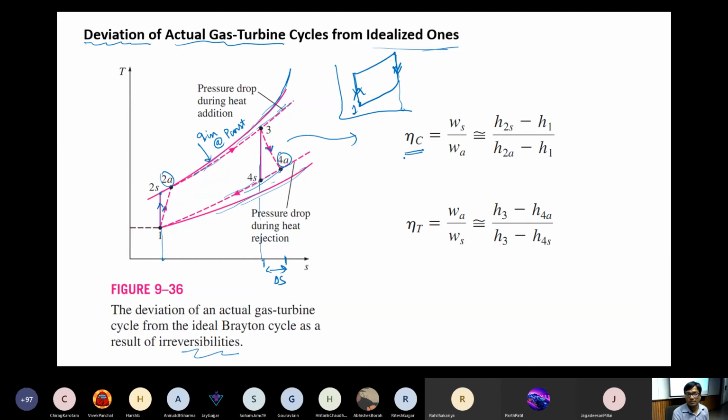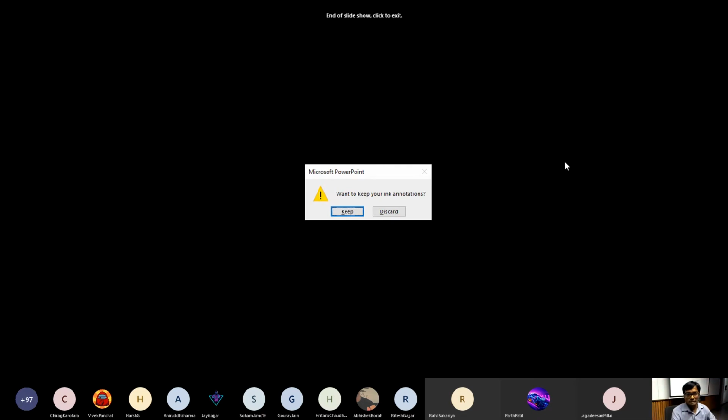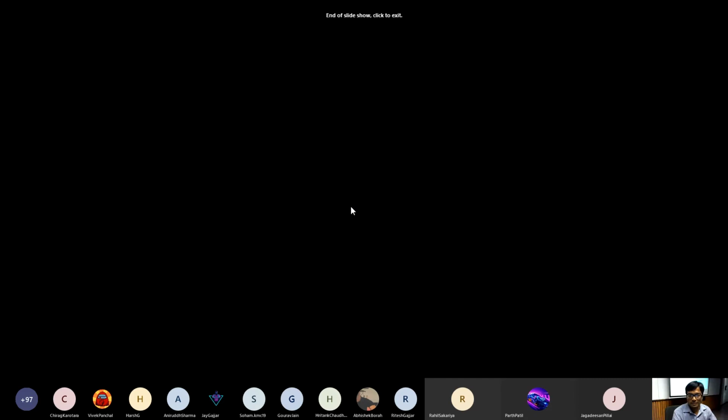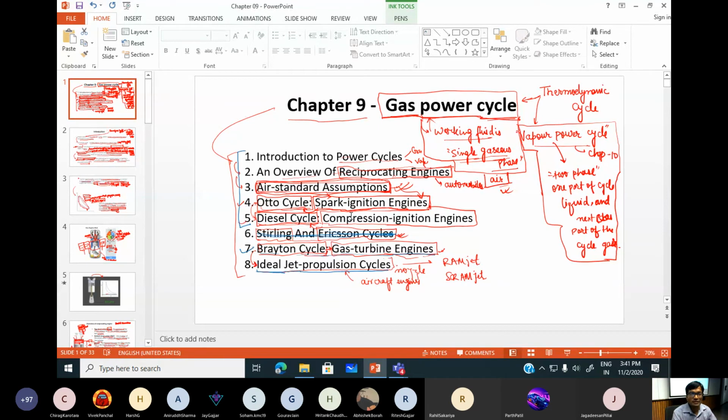So the efficiency of the compressor can be thought of as the ideal work divided by the actual work, and this is how you define it. Okay, h2s minus h1, this is ideal, and h2 actual minus h1. And similar for the turbine as well. So yes, for today's lecture we'll keep this thing.